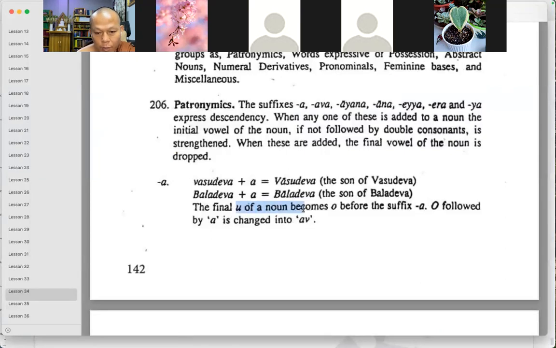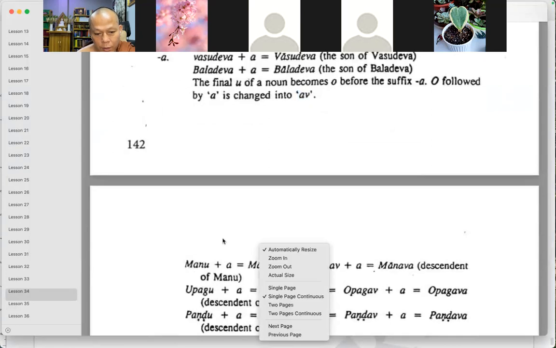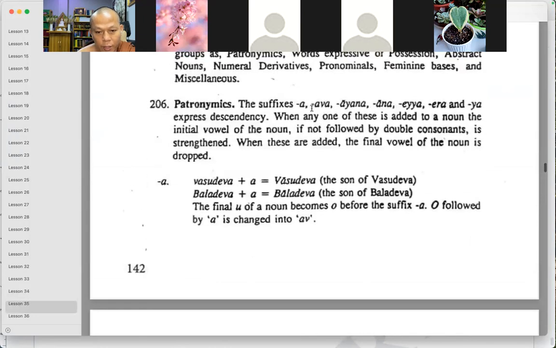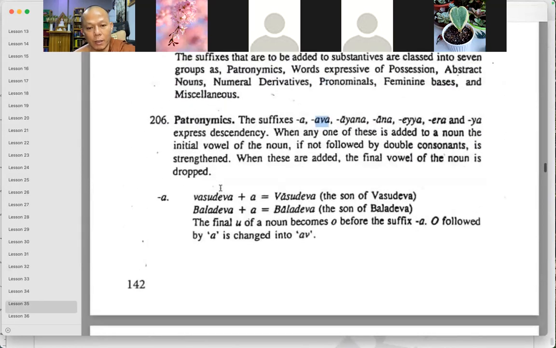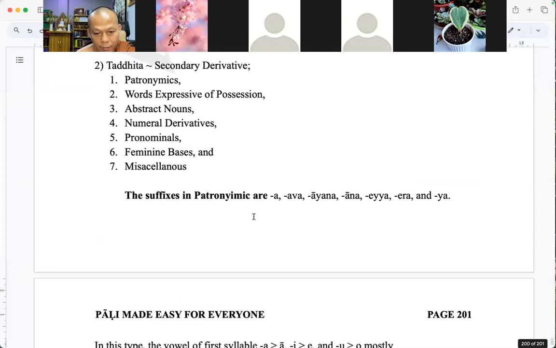And then the second one is: u or ū in a noun becomes o or au before the suffix a, all followed by the a. So here, that is maybe referring to the suffix, but that a is not a part of the suffix. We should put it within brackets, as it is not separated. That is the result of the first one.